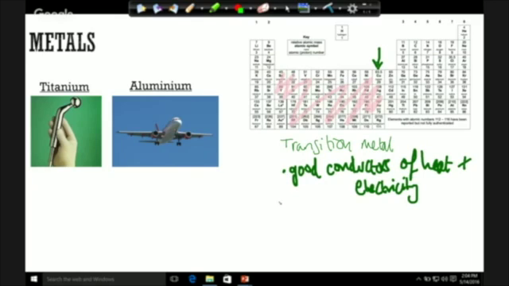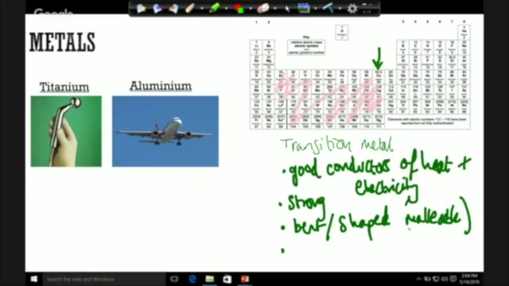So further to that, they are also strong, but they can be bent or hammered into shape, which is really important because it makes them really useful for use as pipes and things like that. You might also see the word malleable in association with the fact that they can be bent easily, and also the word ductile. They may use that in your exam, and that means it can be drawn into wires easily, hence copper wiring and the use for that in electricity.